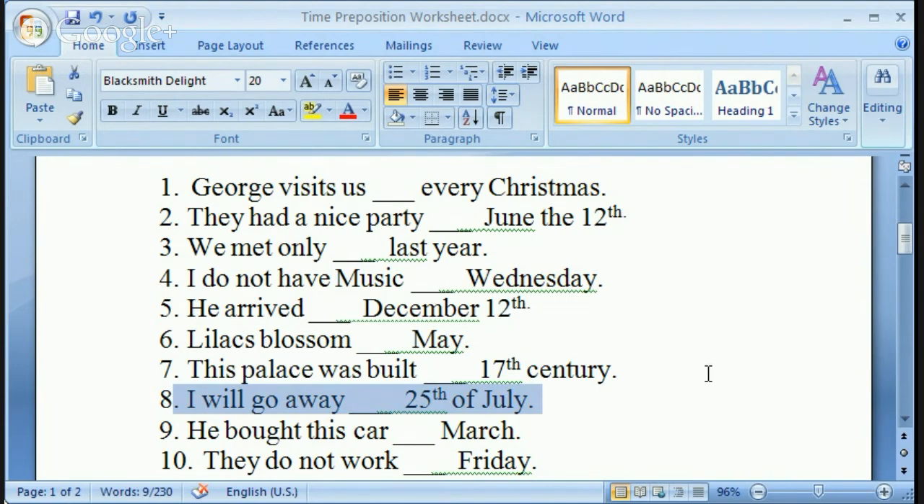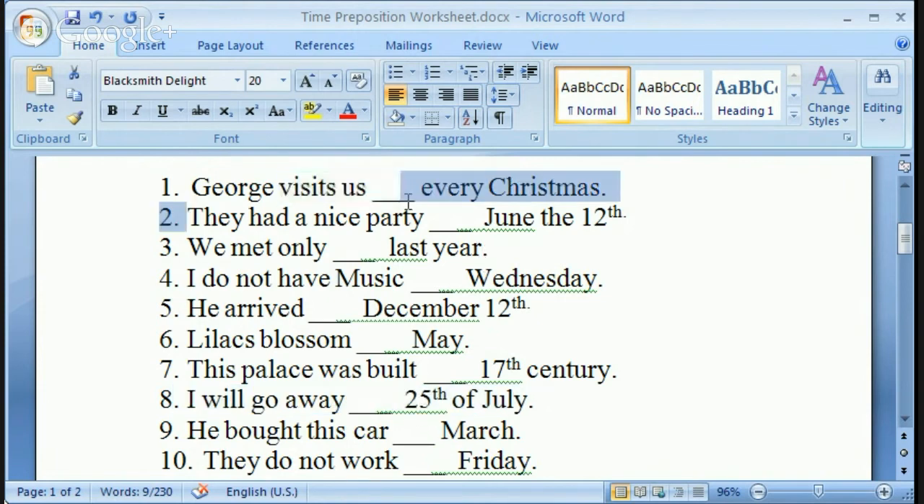I will go away. I don't know why, I'm not sure. It's 25th of July. Nope. It's a specific date.